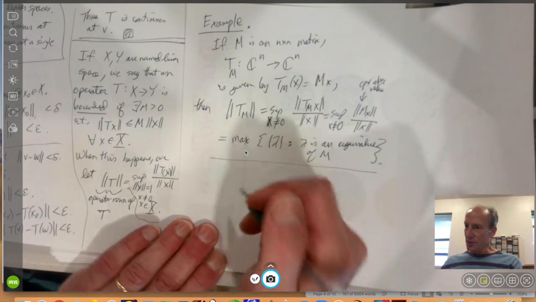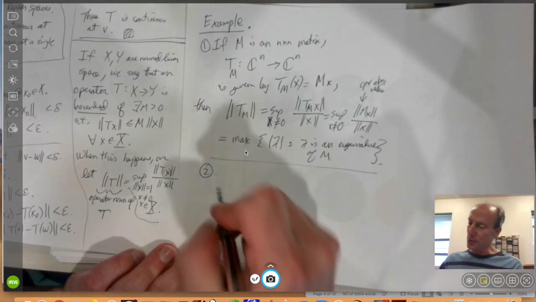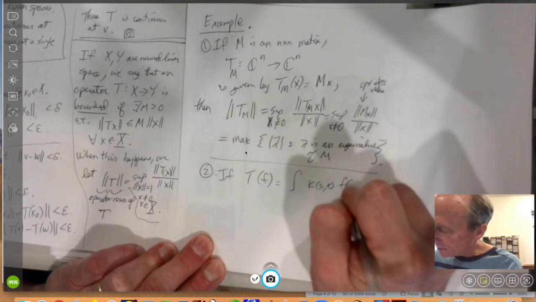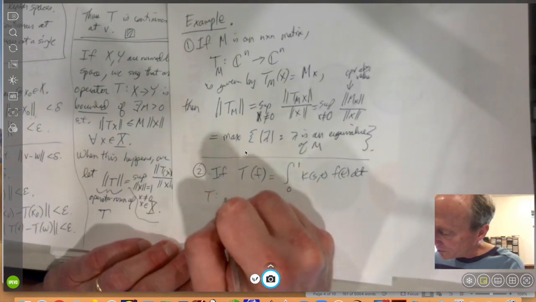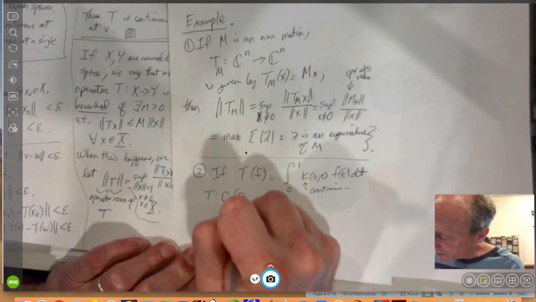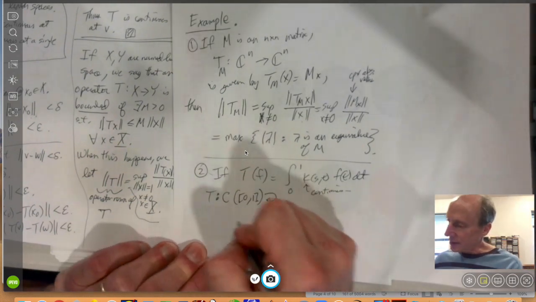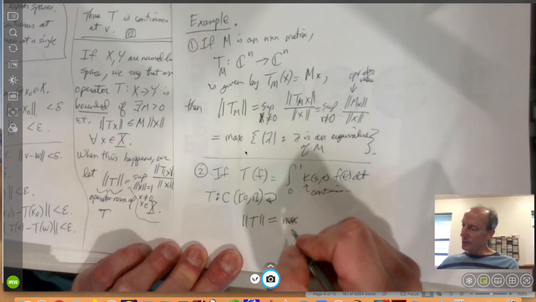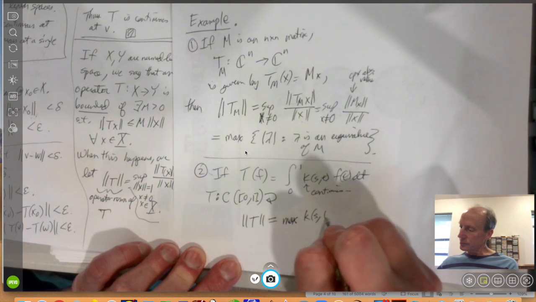Let's see. So, for instance, there's one example, and then another one. If we looked at the kernel example, if T of f is the integral of k of s, t, f of t dt from 0 to 1, and let's say this is continuous, and T is a map from C of the closed interval [0, 1] to itself, then it turns out that the operator norm of T in this case would be the maximum of this function, over all t.